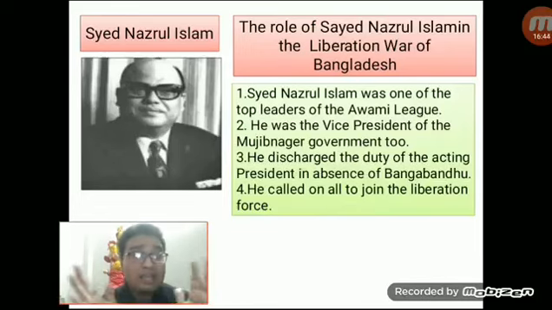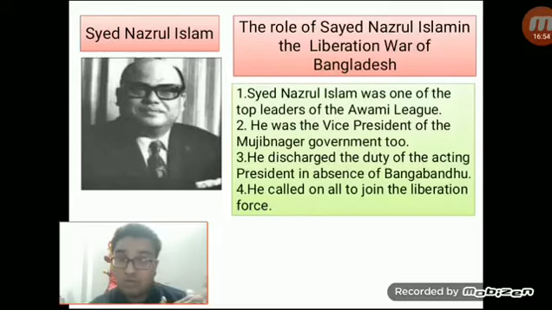So dear students, I have taken all of these lines, all of this information from your textbook, so you can follow this information when you write about Syed Nazrul Islam or Tajuddin Ahmad or M. Mansur Ali or H.M. Kamaruzzaman.